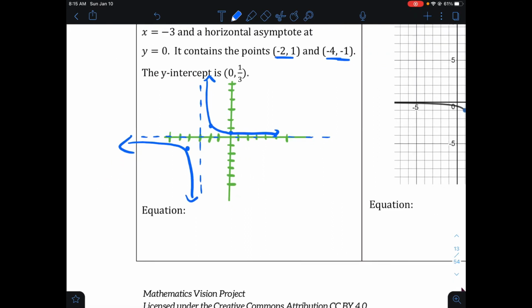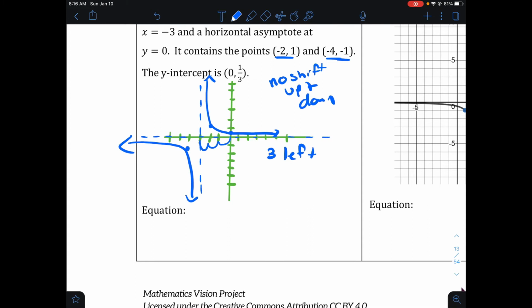So now let's talk about what happened. There was no shift up and down, right? If there was a shift up and down, our horizontal asymptote would have moved. That did not move, so there is no shift up and down. I feel like that'll get confusing. But we moved 3 to the right. I'm sorry, 3 to the left.